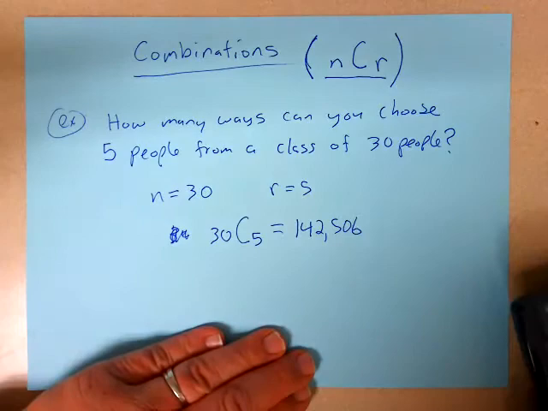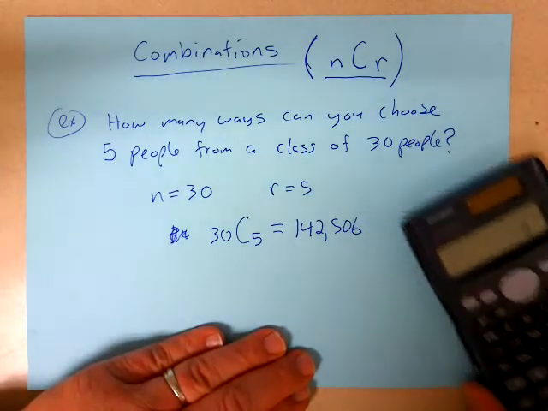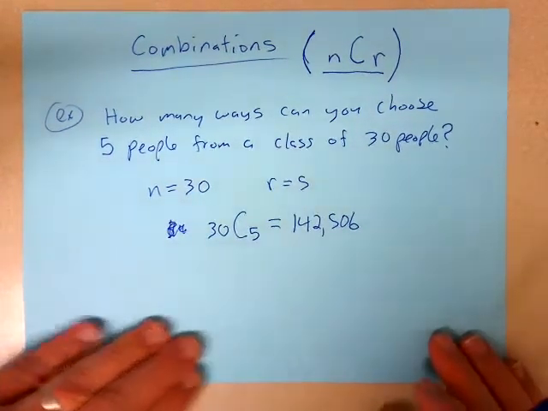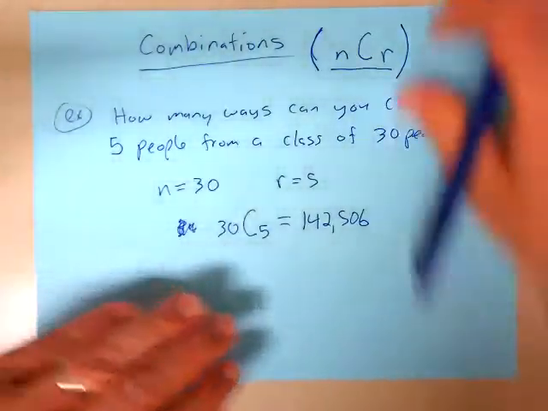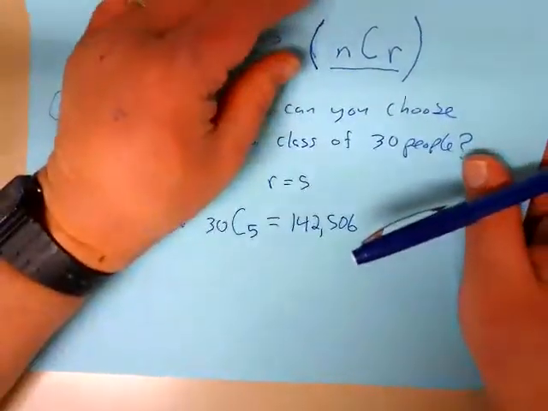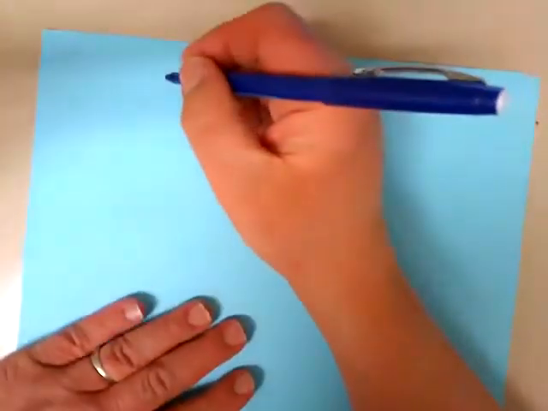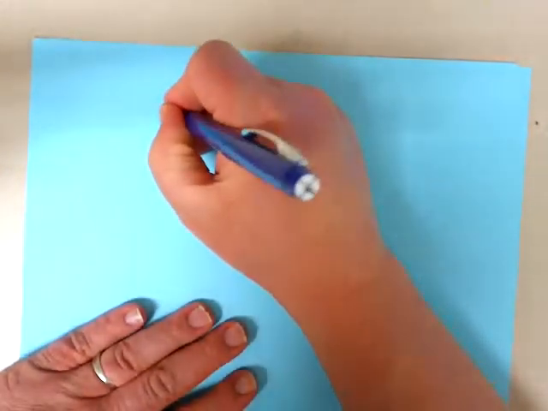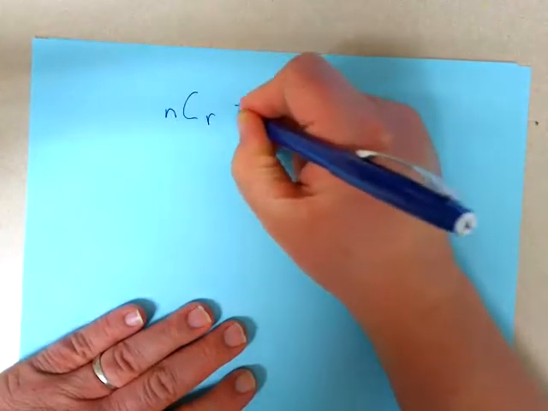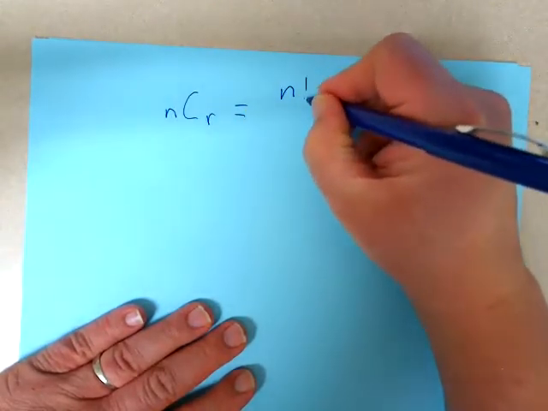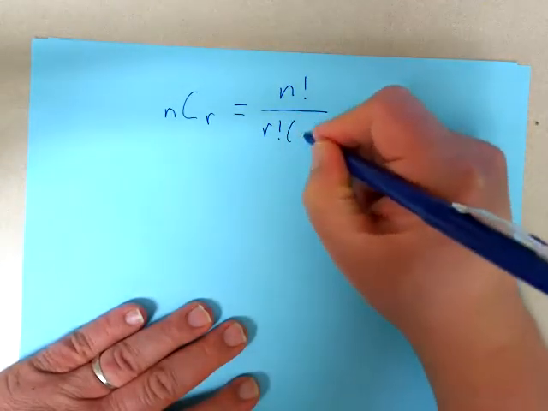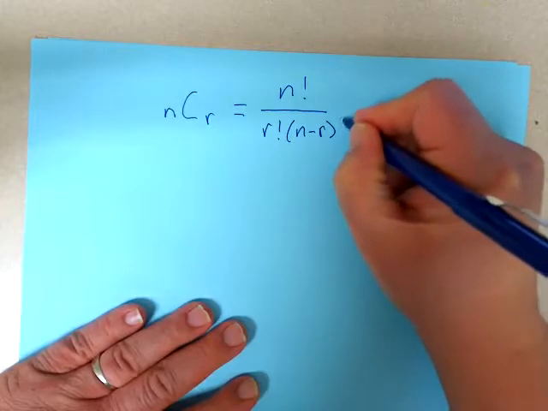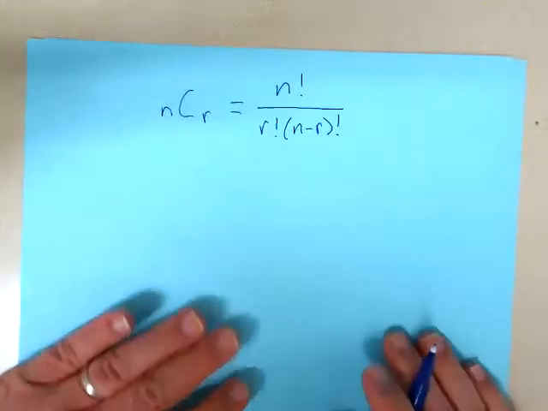So now what I want to do here is I want to show you how you can do this by hand. Okay. It is possible to do this by hand. So the formula, and maybe what I'll do is I will get another sheet of paper here. So the formula here is the following. N choose R is equal to N factorial over R factorial times N minus R factorial. So this is what it looks like.